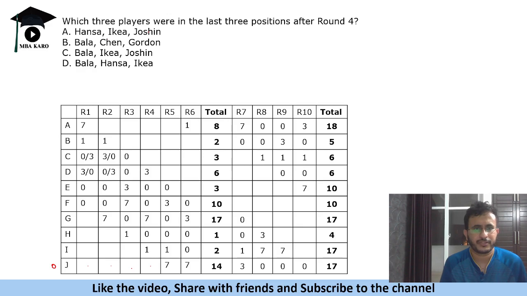So Joshin has to be one of the players. So we can eliminate two options. Now we are given IKEA in both the cases, right? So IKEA is definitely one of the players. So Joshin, IKEA, no need to fill the table. Now one is given as Hansa, one is given as Bala, right? Bala has played in only 2 rounds, so Bala has already scored 2 in those 2 rounds. Hansa after 6 rounds has a score of 1. So obviously Bala will be ahead of Hansa. So Hansa will be the third person. So this could have been answered logically without completing the table.